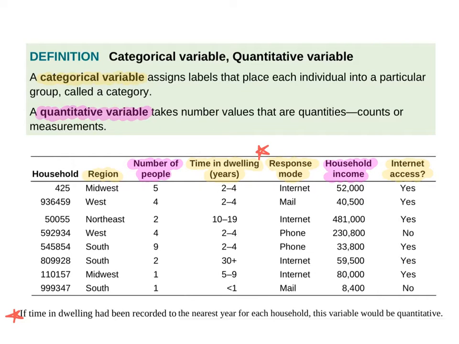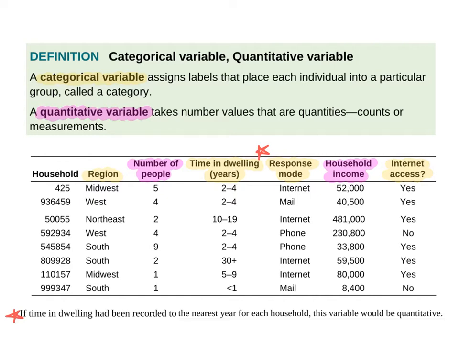So for example, here we've got region, time in dwelling, which has a little star next to it. We'll talk about that in a second. Response mode, and do they have internet access? So those aren't numbers except for time in dwelling. Those are just categories onto which those households, for example, can fall into.